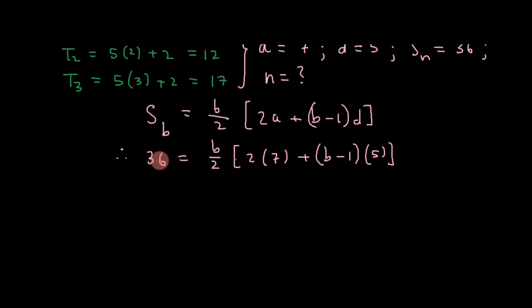So b is a number of terms in this case. We get rid of the fraction here by multiplying both sides by 2. So it's going to be 72. We just simplify inside the square brackets.